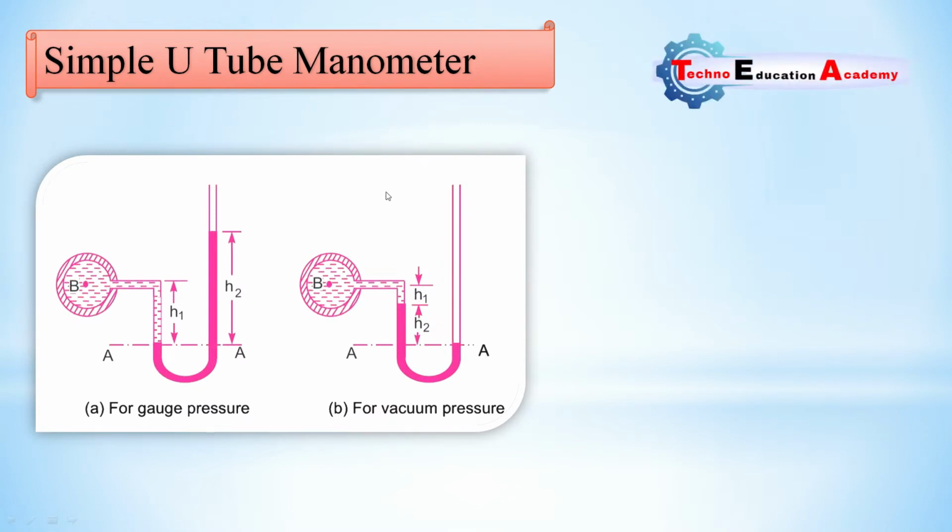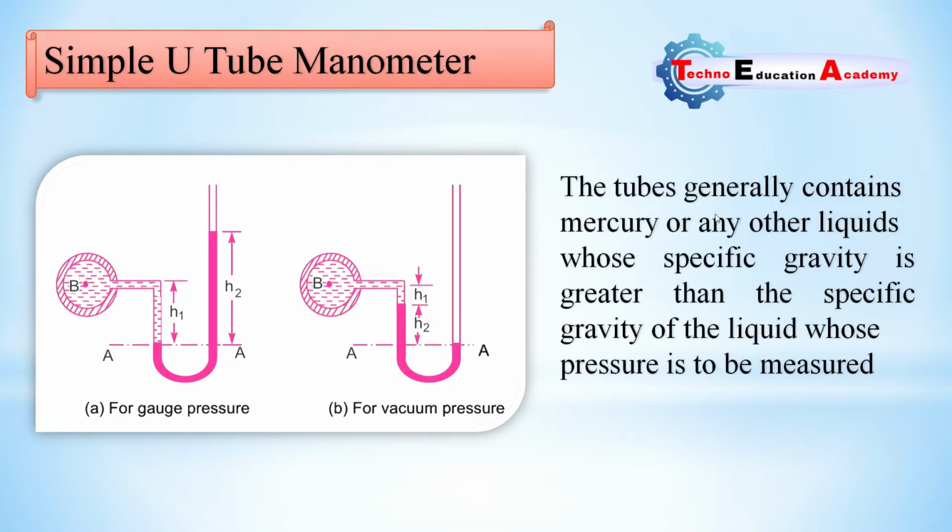Here we will discuss two cases. The first one is gauge pressure and the second one is vacuum pressure. Gauge pressure means the pressure above atmospheric pressure. Here the pressure is high in pipeline B. And here we are considering the negative pressure. The tube generally contains mercury or any other liquid whose specific gravity is greater than the specific gravity of the liquid whose pressure is to be measured.